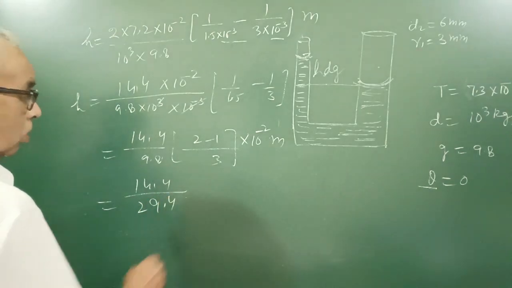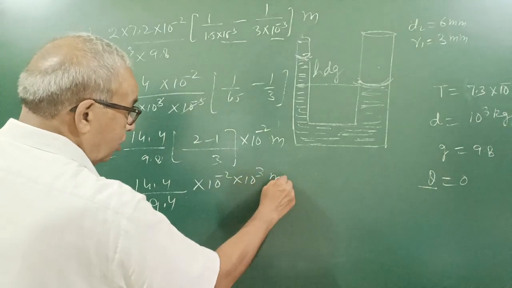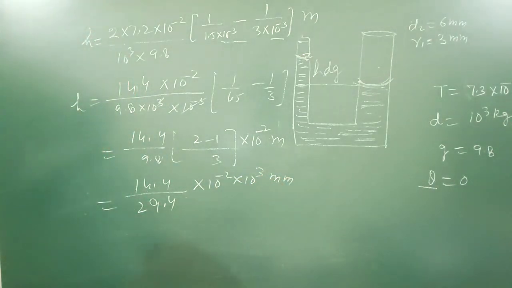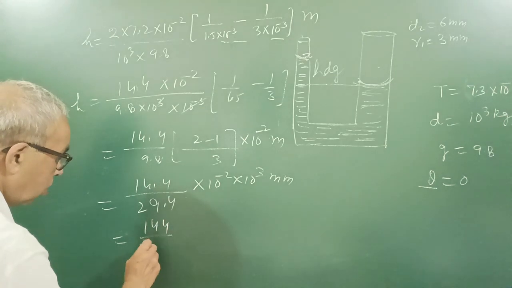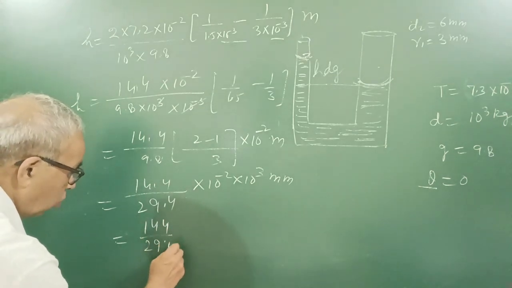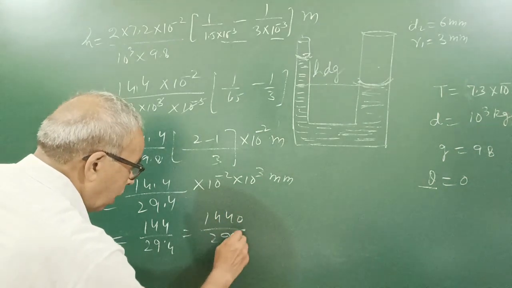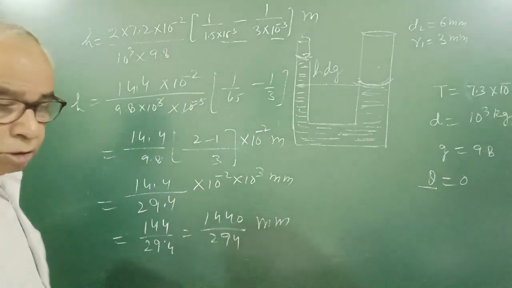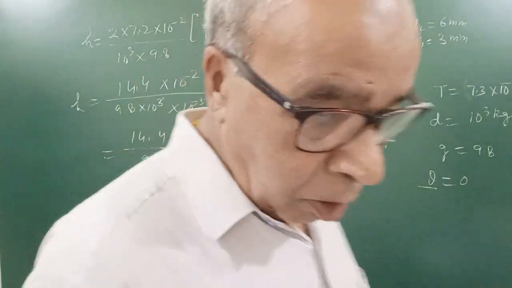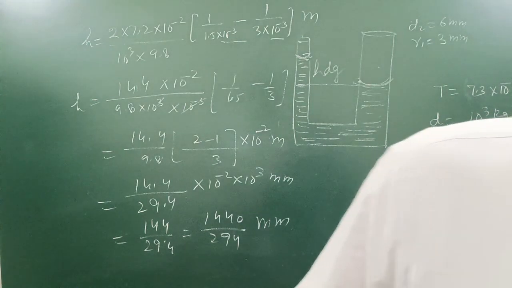Decimal here, or 10 to the power minus 2, 10 to the power 3 millimeter. So simply it is left as 144 upon 29.4, or you can write 1440 upon 294 millimeter. Divide it yourself, you will get the answer. How much? The answer here is nearly 5 millimeter.